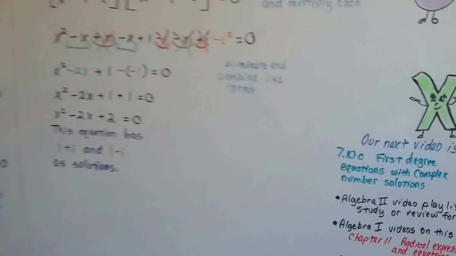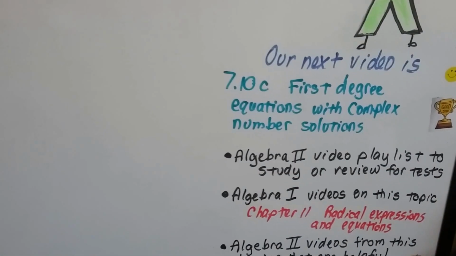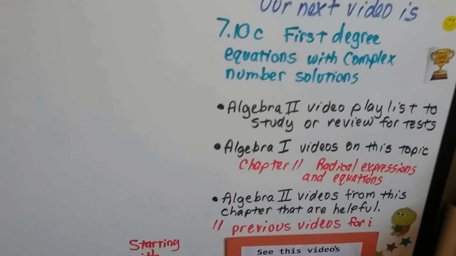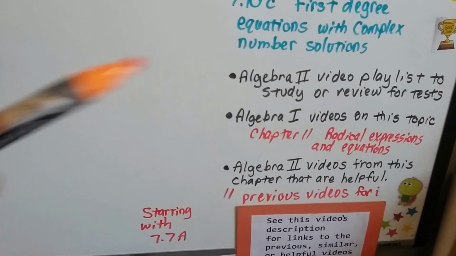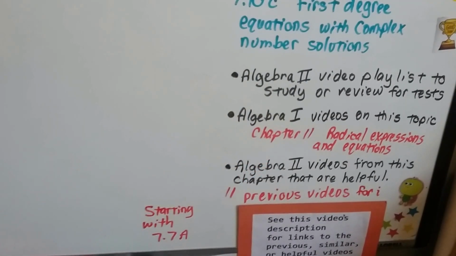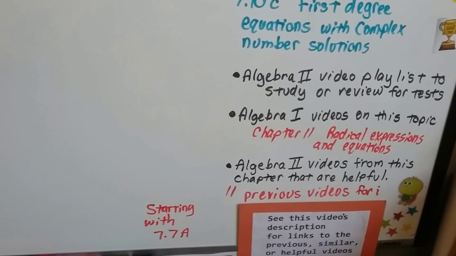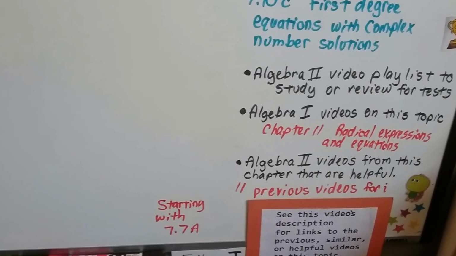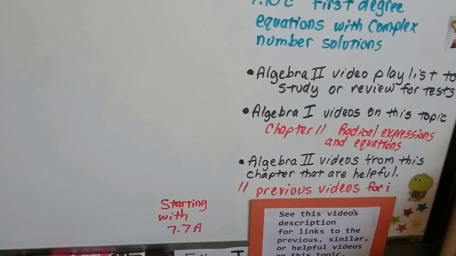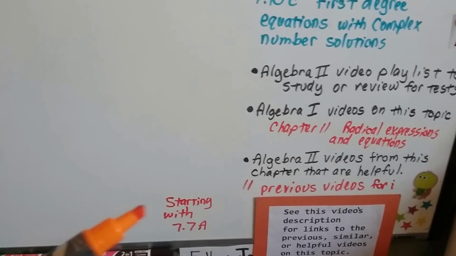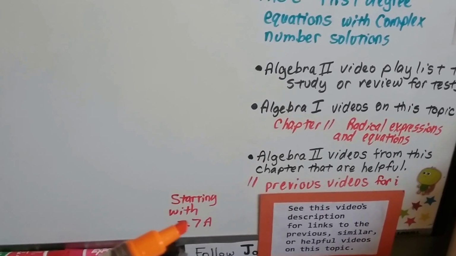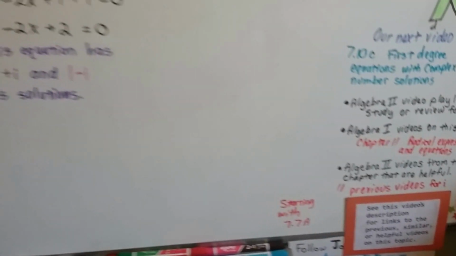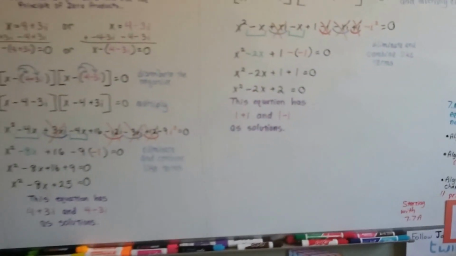Okay? Our next video is 7.10c. We're going to talk about first-degree equations with complex number solutions. I'm going to add this video to the Algebra II playlist. Of course, there's going to be that playlist to Chapter 11 from last year, if that'll help you. And now we've got 11 previous videos for imaginary i and complex numbers. So if you're really lost, go back to 7.7a and begin watching those 11 videos. Those links will be in this video's description, so you can watch it and catch up or study.